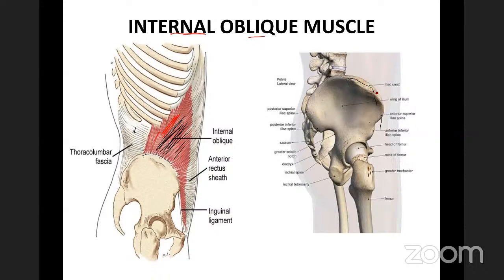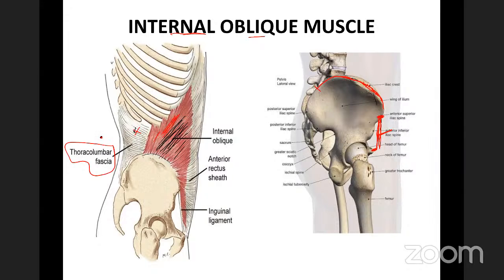We already discussed the intermediate area of the iliac crest, the ventral two-thirds of the iliac crest. Now, before that, this is the anterior superior iliac spine. Imagine this is the pubic tubercle. So, this will be the inguinal ligament. What is the origin of the internal oblique? It arises from the lateral two-thirds of the inguinal ligament. It arises from the intermediate area on the ventral segment of the iliac crest. It arises from a fascia called the thoracolumbar fascia.